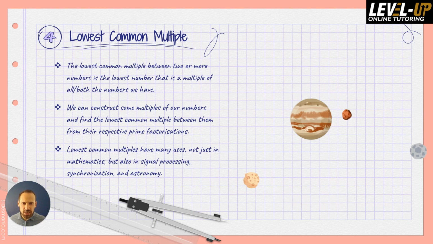And this has some very interesting consequences. This is something we like to study in astronomy. If you take how long it takes for each one of them to go round Jupiter, and you find the lowest common multiple of those, what are known as orbital periods, that will then tell you how long you have to wait for them to all line up again. So that's one possible use of this, but it's got so many uses.